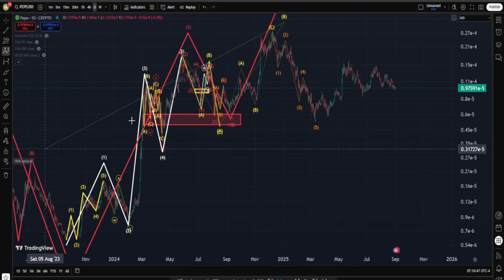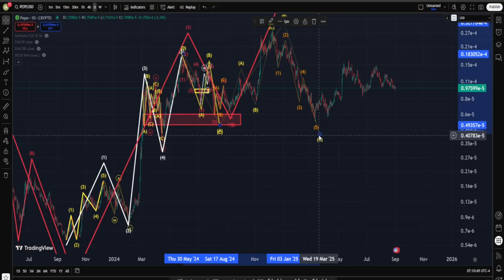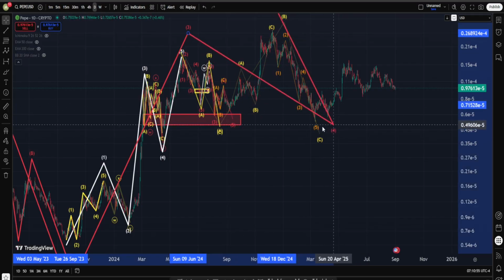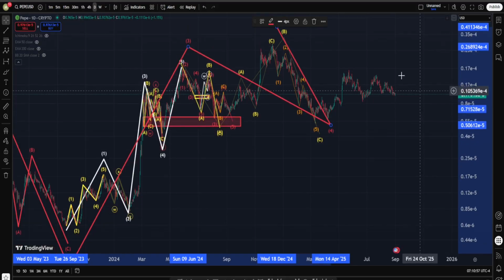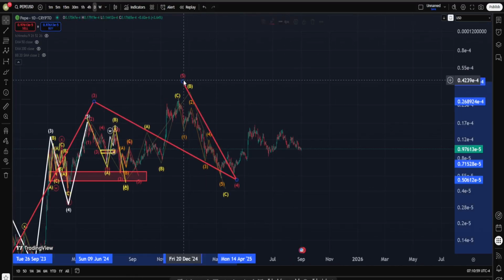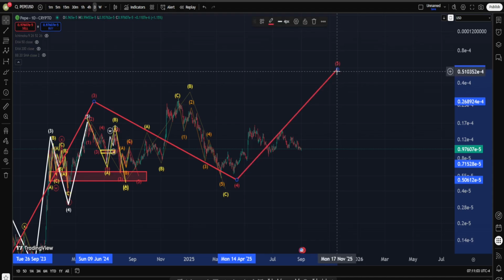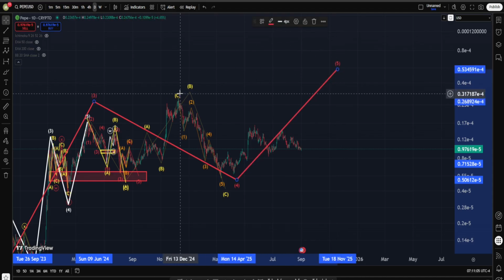As you can see, this is actually in the form of an expanded flat and not a running flat. That was my mistake, sorry about that one, which is going to be into this larger degree wave 4, and according to this count we are still going to have in this cycle hopefully another big move up into wave 5, which the bare minimum target for it is going to be taking the highest high, which is somewhere around 0.29. So in PEPE, yes, you are allowed to be optimistic.